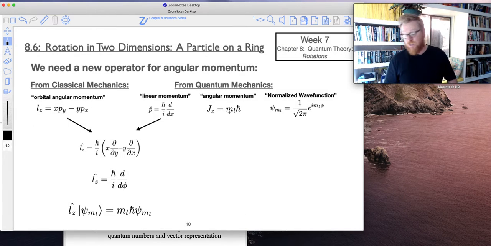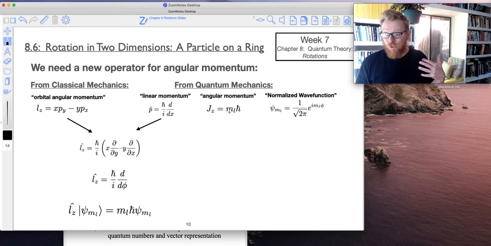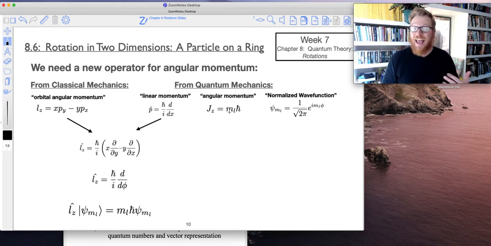So what we need to do, we need to come up with a new operator for angular momentum. And we're going to borrow more stuff from classical mechanics, okay? So the orbital angular momentum can be described with classical mechanics, given by Lz, which is x times py, momentum in y, minus y times px. So this is a classical mechanics equation.